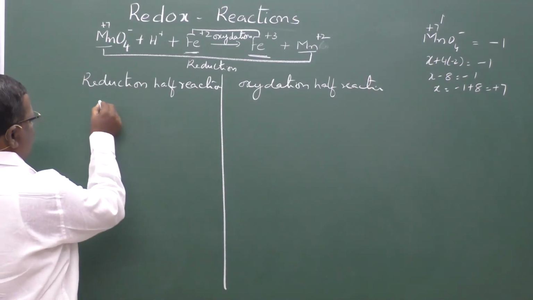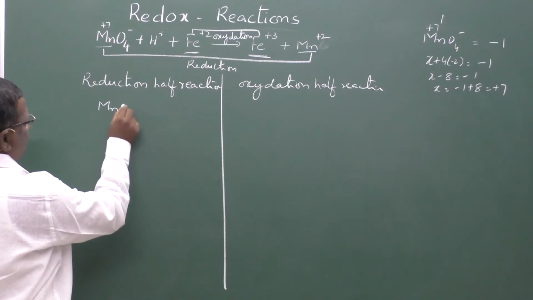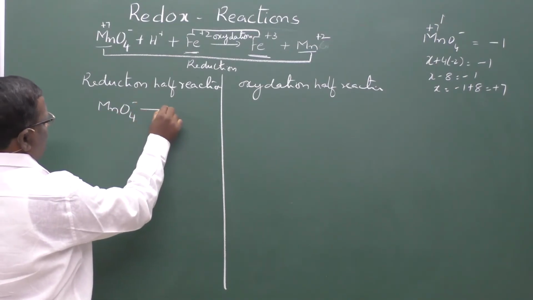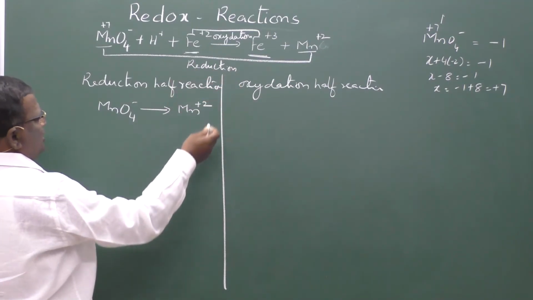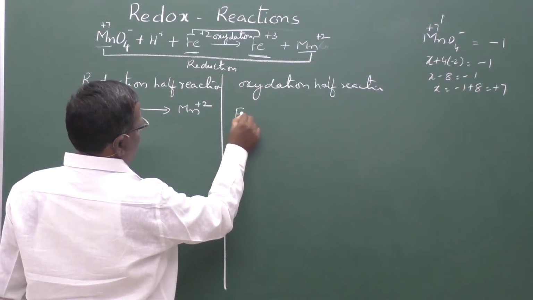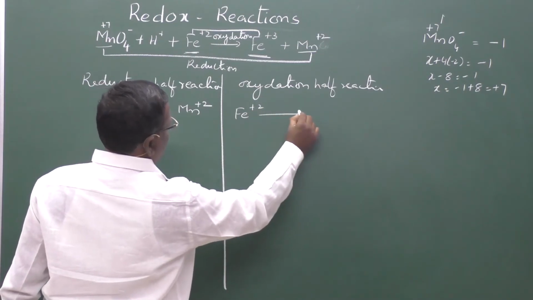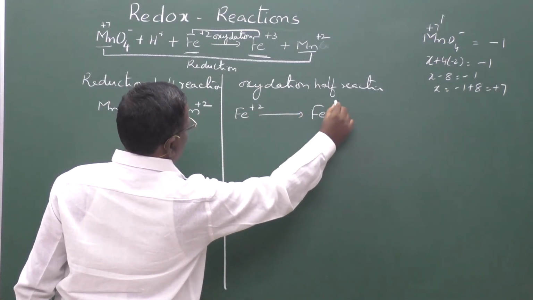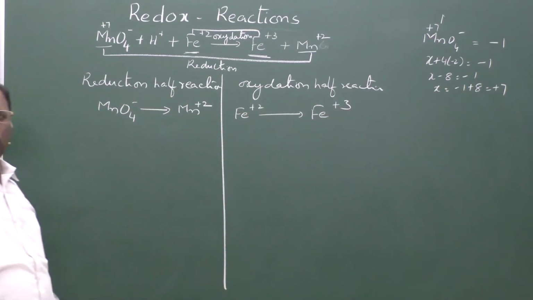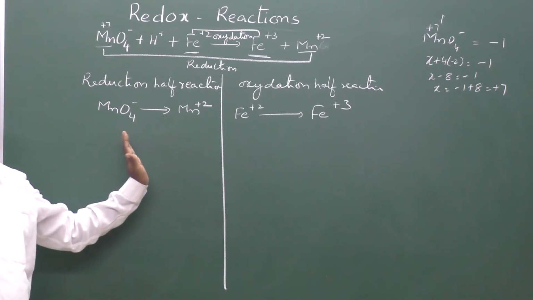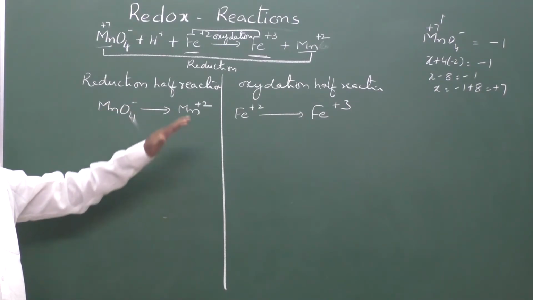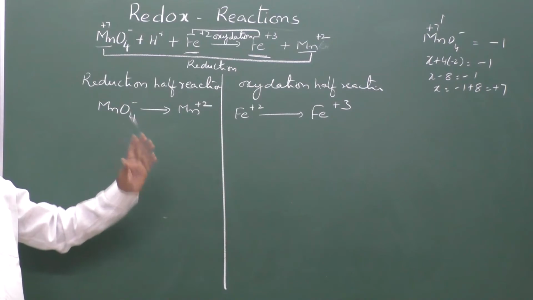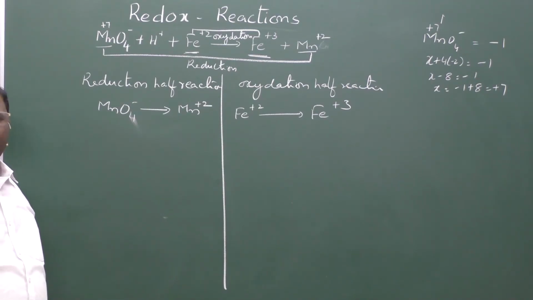Reduction half reaction is MnO4 minus gives Mn plus 2. Oxidation half reaction is Fe plus 2 gives Fe plus 3. So now the equation is split up into two half reactions, namely reduction half reaction and oxidation half reaction. Now we have to balance each half reaction separately or independently.